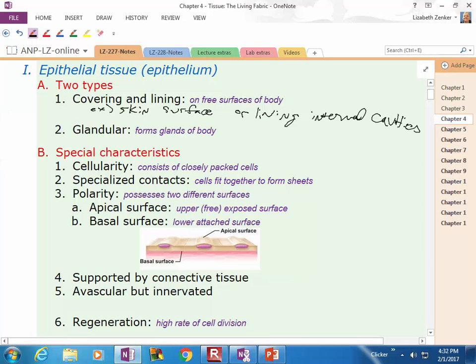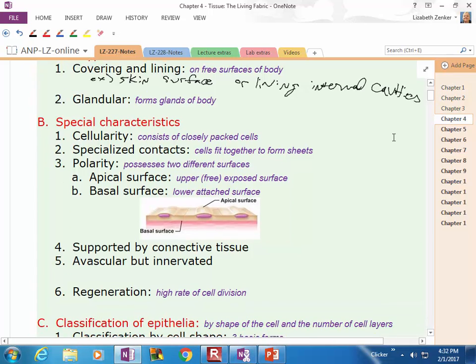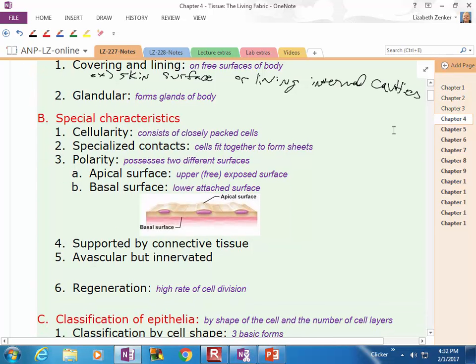And if you guys noticed on looking at some of the glands already in histology, they were very cellular. They had lots of cells bunched up around them, right? So special characteristics of epithelial tissue, the cellularity. You didn't know that was a word, did you? Cellularity consists of closely packed cells, which you guys have seen. They have specialized contacts, which we've already talked about. So cells fit together to form sheets. What did we call these? We call them cell junctions, desmosomes, and tight junctions, right?